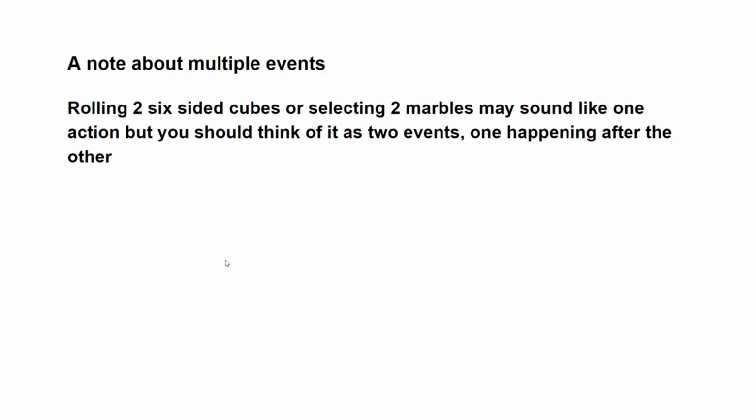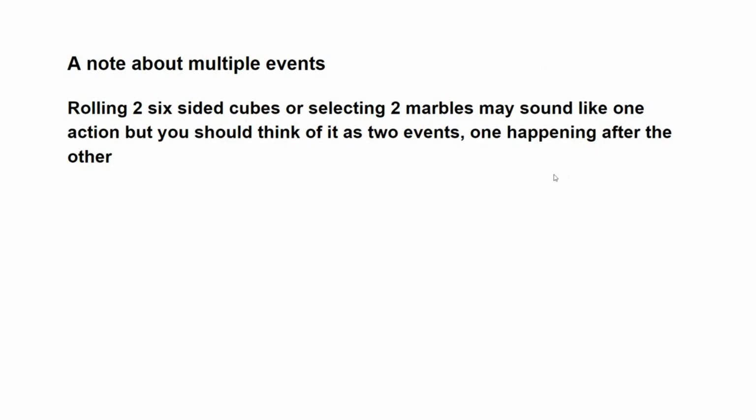First, a note about multiple events. Rolling 2 6-sided cubes may sound like one thing. We're just doing one thing. We're rolling these 2 cubes. Or selecting 2 marbles from a jar might also sound like we're just doing one thing. But we need to think of these each as 2 events.